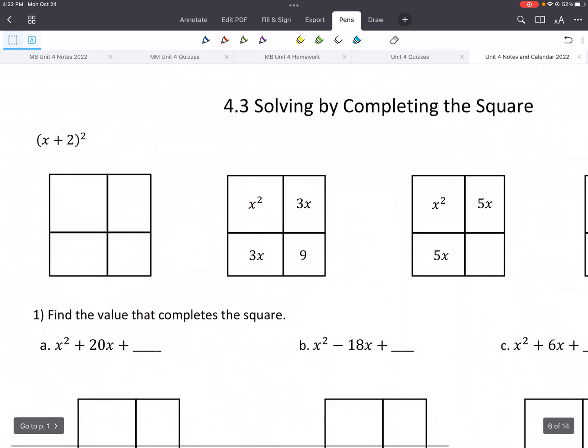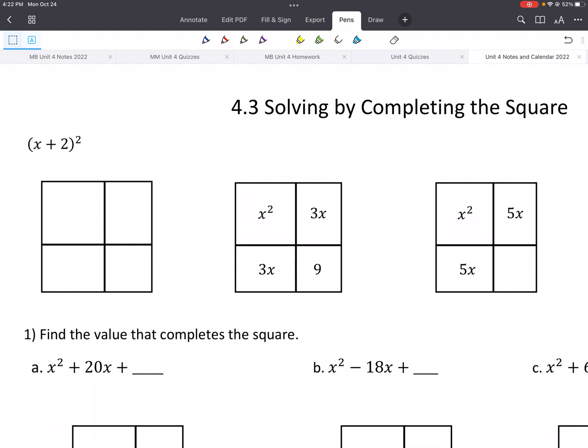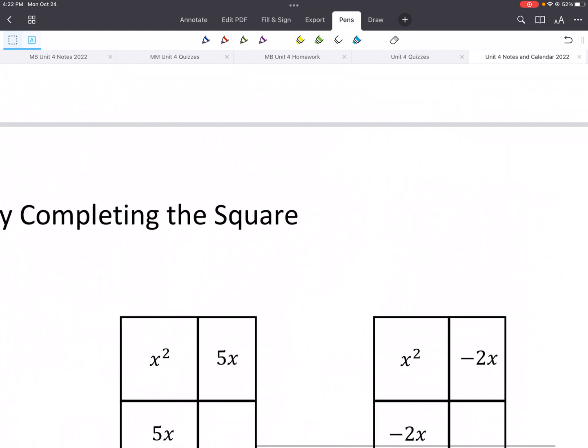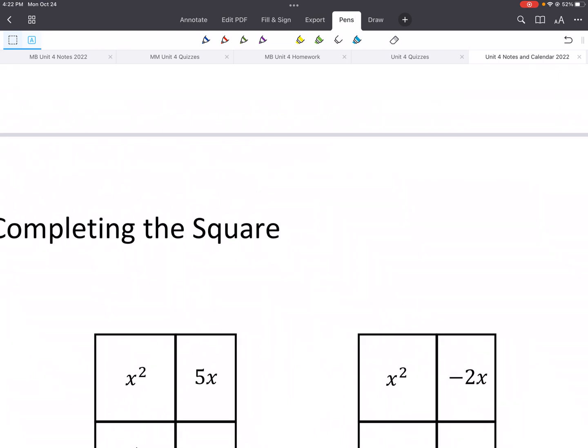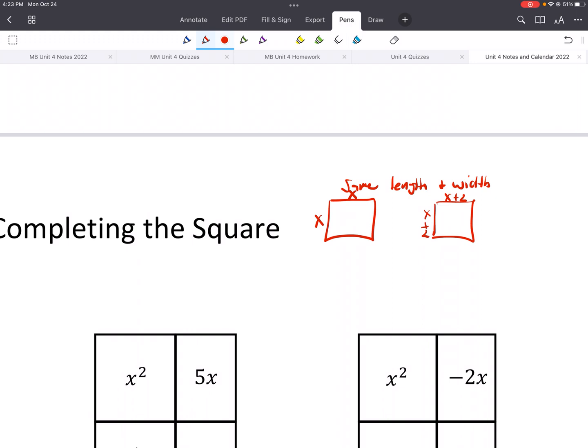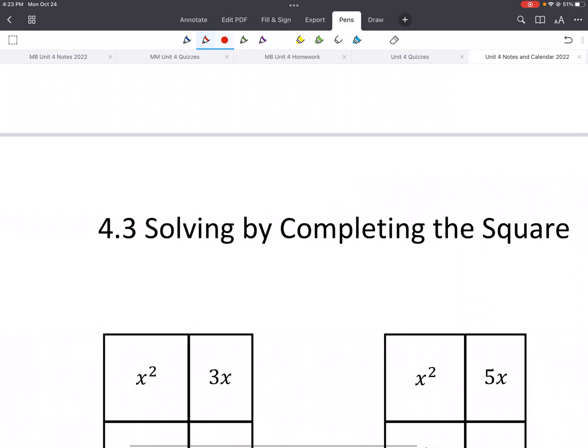First off, we're talking about completing the square. So what do we know about squares? Maybe we should write a little something over here: they have the same length and width. So if this is x, then this also has to be x. Or if this is x plus 2, this has to be x plus 2. That's our goal: to make our equations into these nice perfect squares.